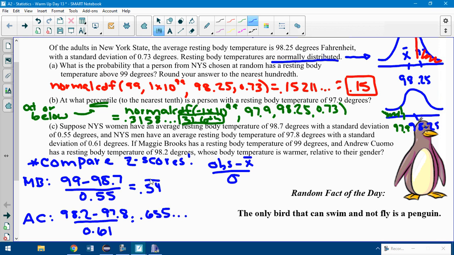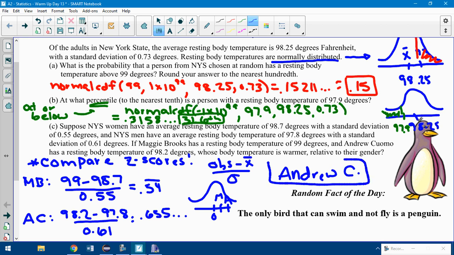So now they're kind of on the same playing field. You can see how far above the mean they are. Andrew Cuomo's is warmer because it's higher. So if you were thinking of comparing z-scores now, that always has a mean of 0. So Maggie would be here, 0.65. Andrew would be here. So the answer would be Andrew. Good old Andy C.